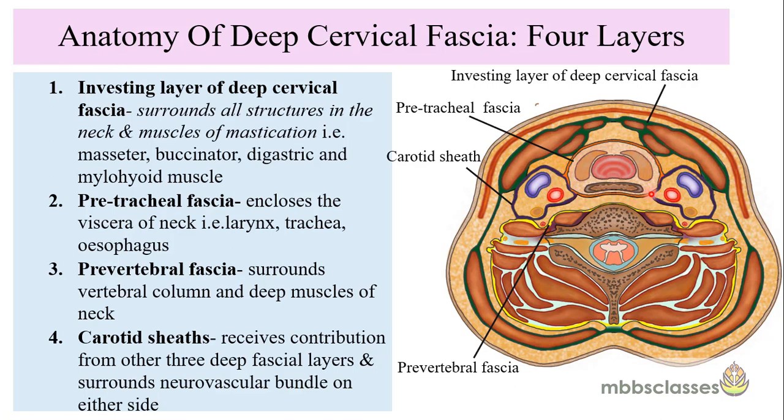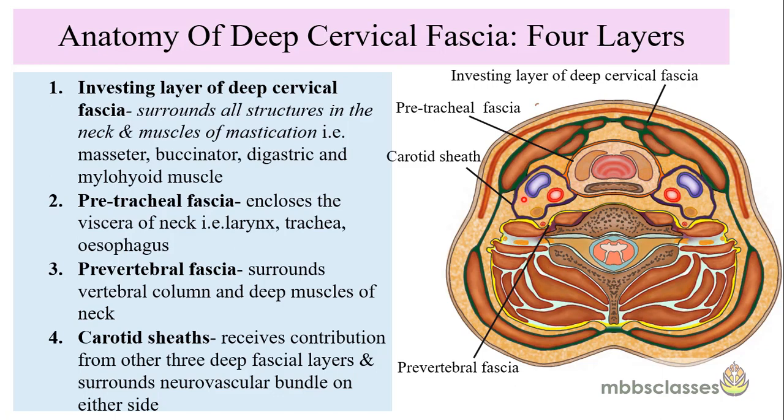The next layer is the pretracheal fascia. From the name itself, you can make out that it surrounds the trachea. This fascia encloses the viscera of the neck, like the larynx and the trachea, thyroid gland and the esophagus. So the pretracheal fascia helps in the formation of the visceral compartment of the neck. The third fascia is the prevertebral fascia, which surrounds the cervical vertebrae, or you can say the vertebral column, and the attached deep muscles of the neck.